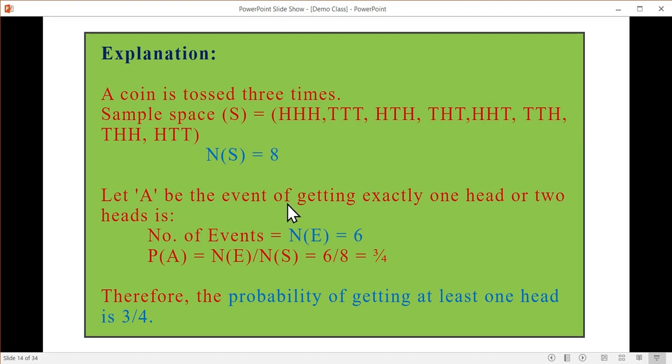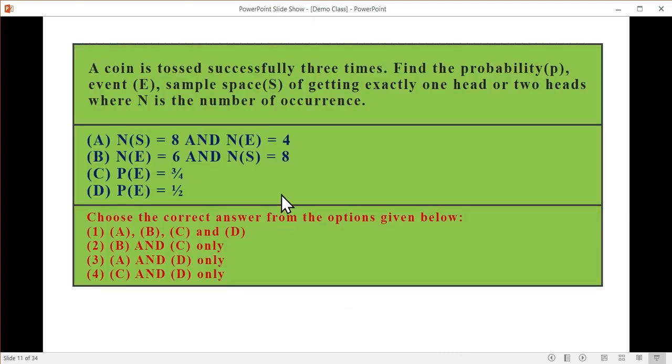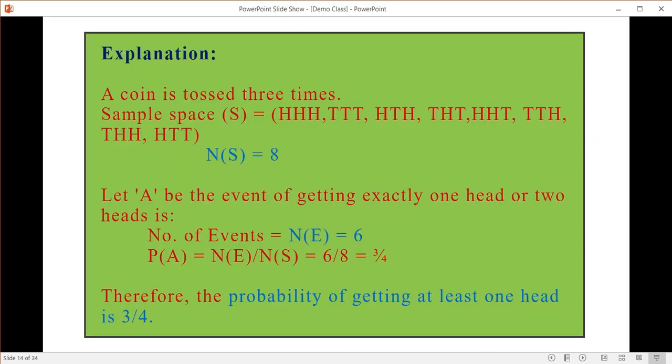Let A be the event of getting exactly one head or two heads. That is the problem, exactly getting one head or two heads. So we have to find the value for this. Let A be the event of getting exactly one head or two heads. That is, number of events, n of e, equal to 6.